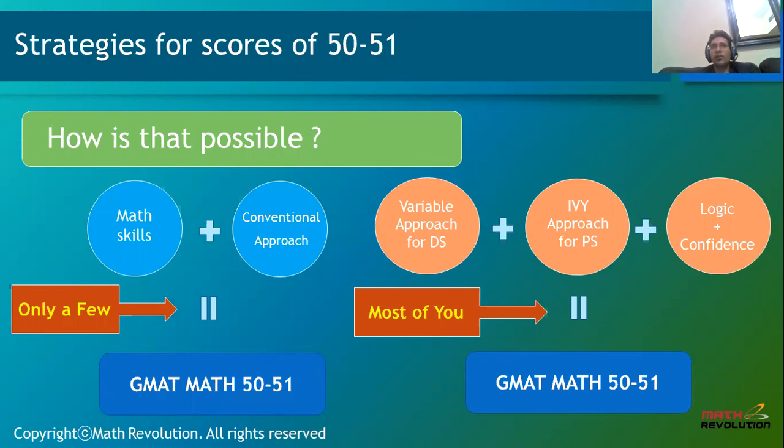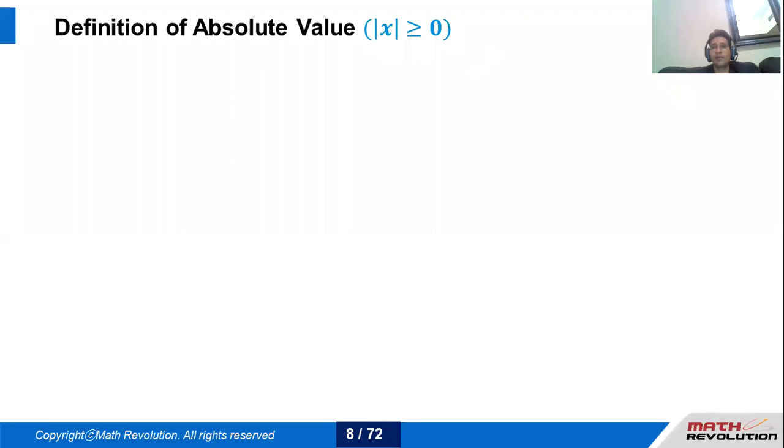So the variable approach plus the IV approach, plus all the concepts that you build throughout your learning curve, will definitely give most of you a 50-51 score. Let's start with the webinar for today, which is on absolute value.